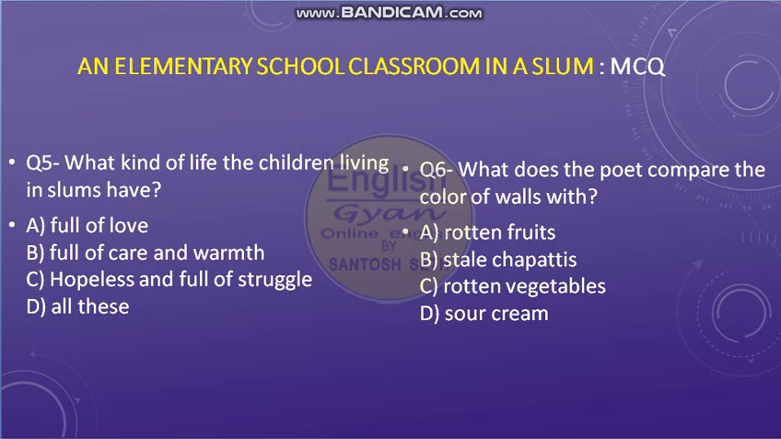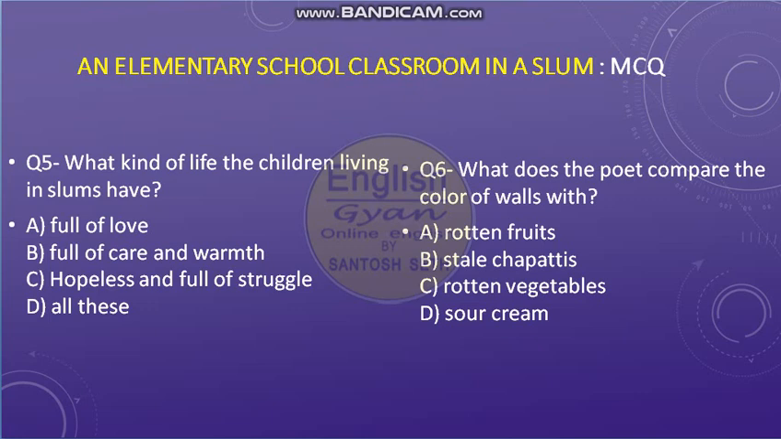Now question number 5. What kind of life do the children living in slums have? The answers are option A, full of love, option B, full of care and warmth, C, hopeless and full of struggle, D, all these.